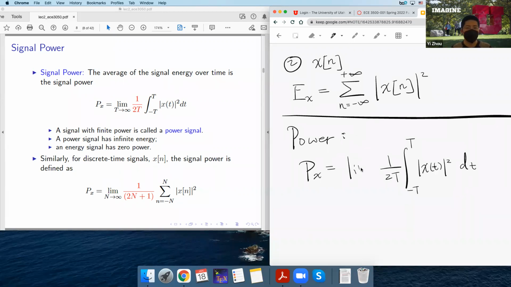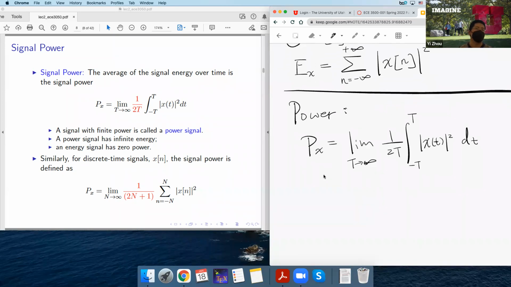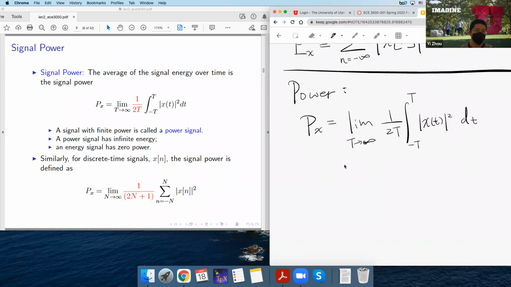And then I'm looking at the limit. Okay, so therefore you need to calculate a limit going to the power. So you fix any capital T and calculate this average energy first, and then push this capital T to the limit. So that is the power of this signal.